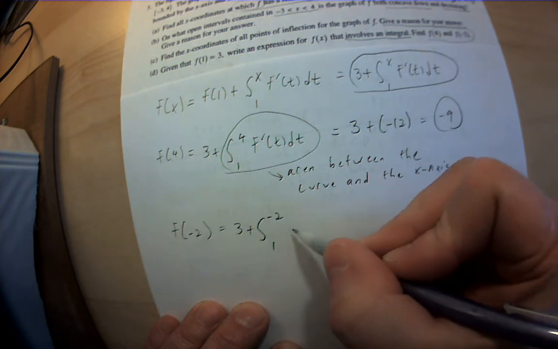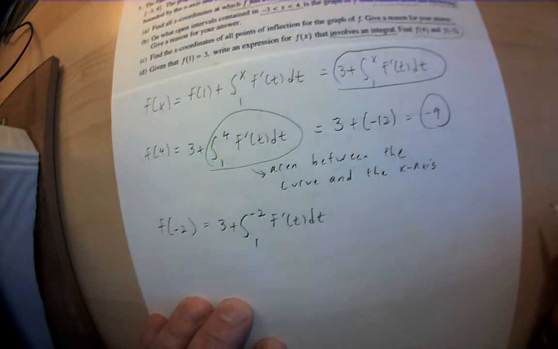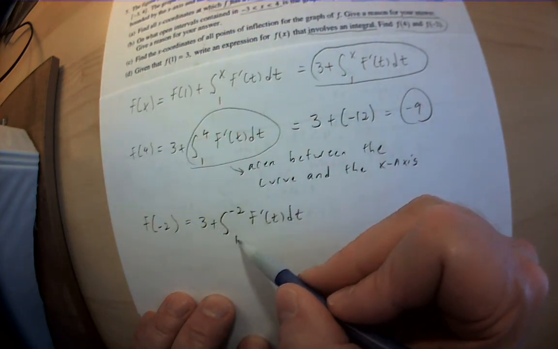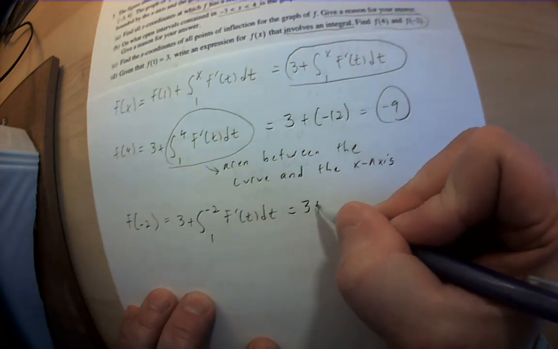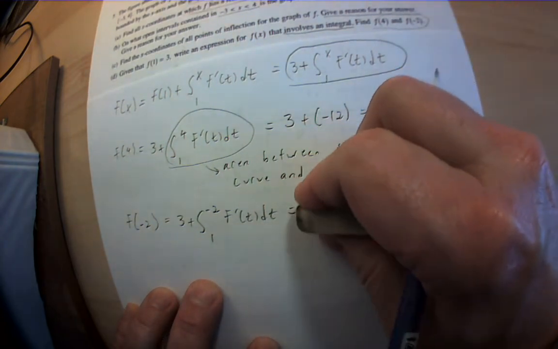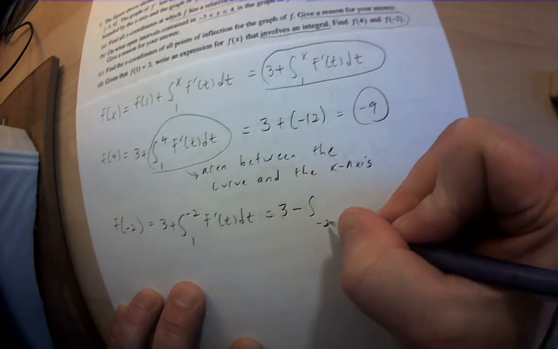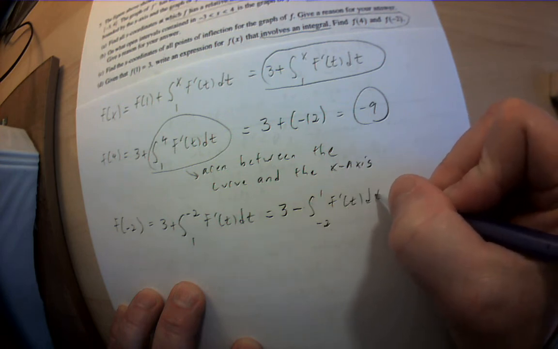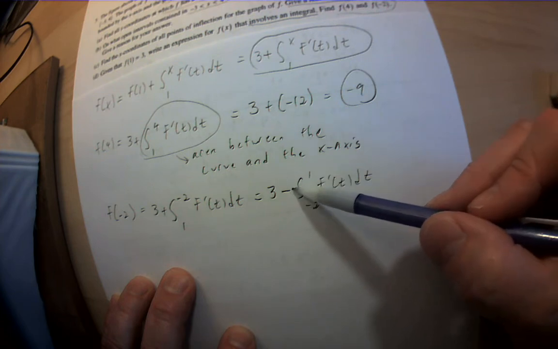So now, f of negative 2, it's going to be 3 plus the integral from 1 to negative 2, f prime of t dt, okay? For those that don't like to go, like, this number's to the right of that number, I can flip them. And when I flip them, if you remember, when I flip the limits, the sign changes, okay? So instead of 1 to negative 2, it's negative 2 to 1, so that becomes negative.